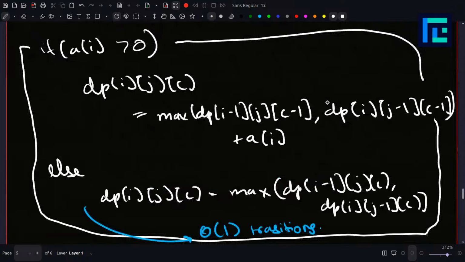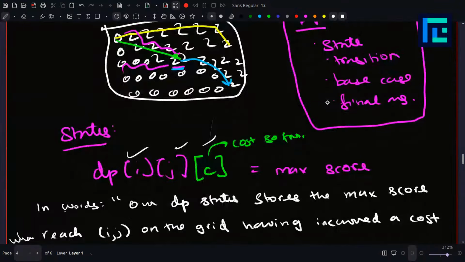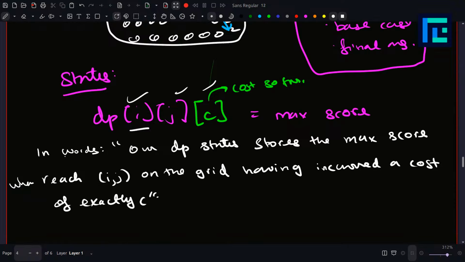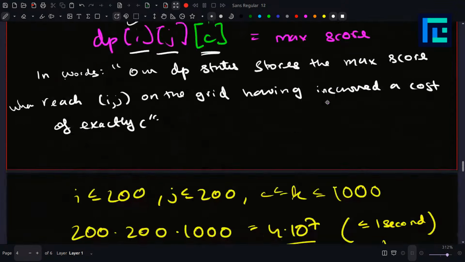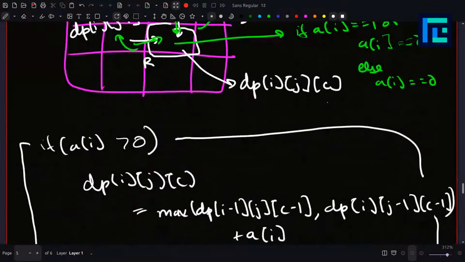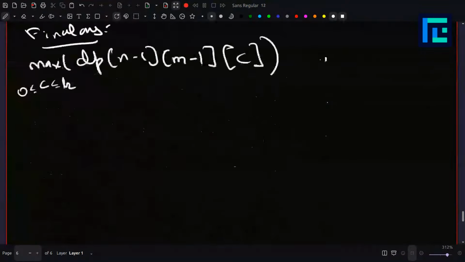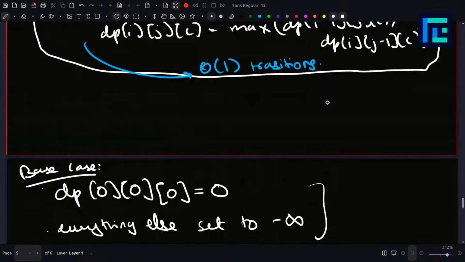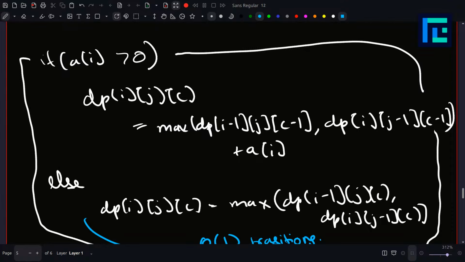So we went through all the 4 steps of dp. We found the state, transition, base case, and the final answer, right? All that is left is to implement. We argued that the state depends on 3 things: our position and the cost so far, and we showed that the states are doable in 1 second. We showed that there's a big O of 1 direct transition, the base case is simple, the final state is simple, and one thing we can do is write our transition a bit more neatly. In the case where a i is greater than 0, we have this minus 1, and we can combine these two transitions into one.